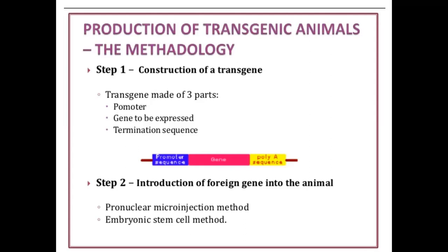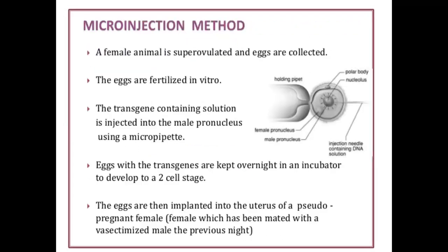Then step 2 is the introduction of the foreign gene into the animal. We can choose the pronuclear microinjection method or the embryonic stem cell method. Any method we can opt. In the microinjection method, the female animal is super ovulated, and then we can collect the eggs from the super ovulated animal. Then the eggs are fertilized in vitro.